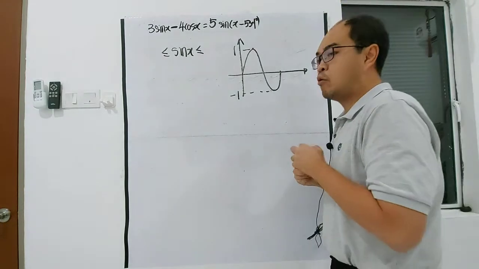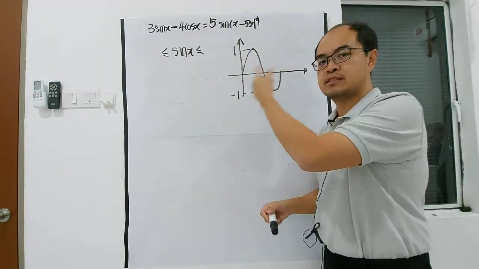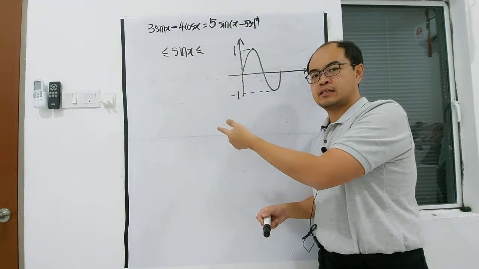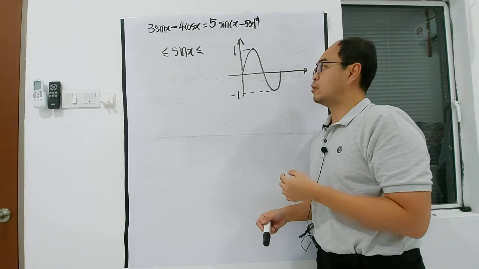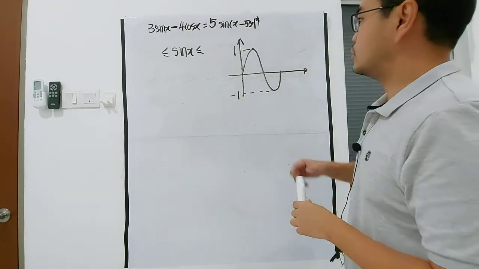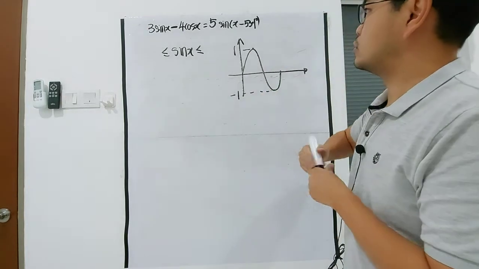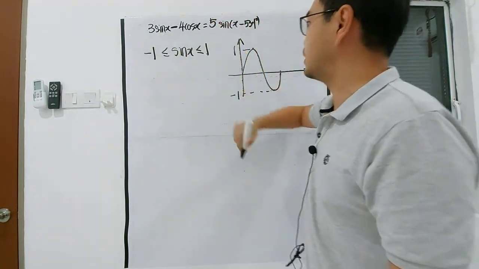If you want to know more detail about why it is 1, then you have to refer to the unit circle from the modern maths that you learned during your form 4. If you want to go into detail, you should study that. So the minimum is -1, the maximum is 1.